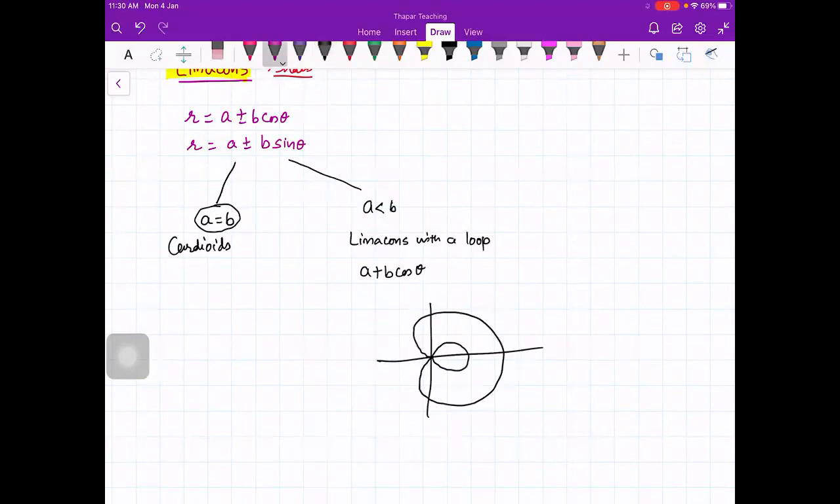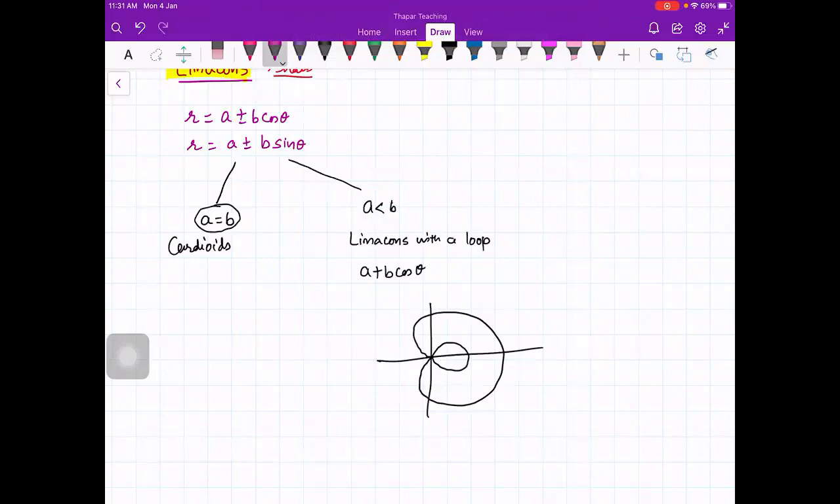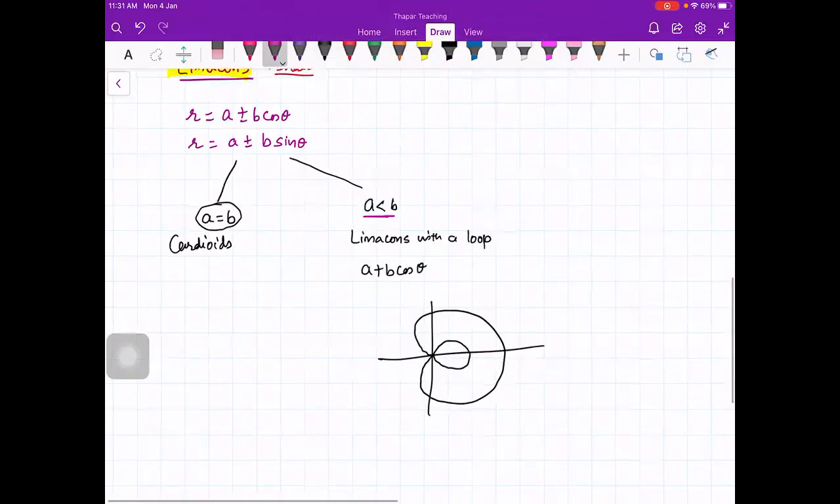And here I will plot this curve maybe in the next lecture so that you have an idea exactly how this curve is being plotted. But you have to follow the same steps which I have told you already. So if you plot a plus b cos theta where a is less than b, this is the curve you will get, right? This distance will be mod a. Similarly, the upper part is mod a, and this distance here will be mod b minus mod a.